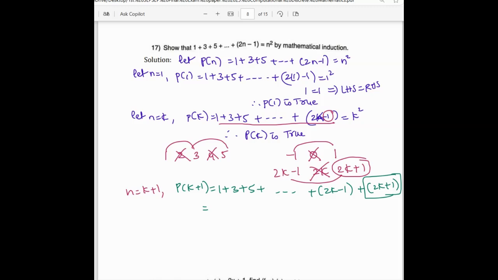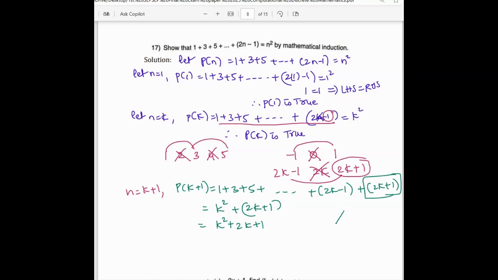So what do we have in RHS? We have k square. So we add 2k plus 1. When you add, it will become k square plus 2k plus 1.